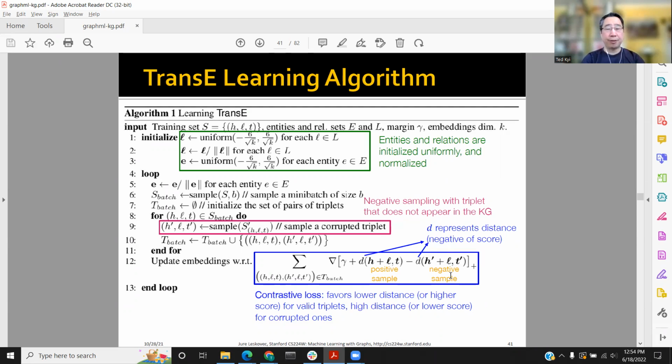But the interesting thing about this is, what you see here, if you look at this gamma plus kind of a thing, this little plus sign down here isn't really explained. What this little plus sign means is that we're going to take the max of 0 or this difference here.